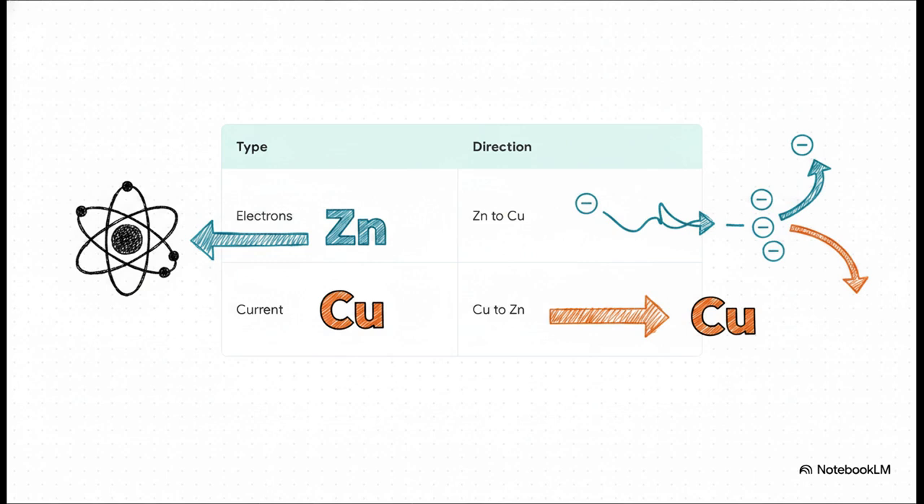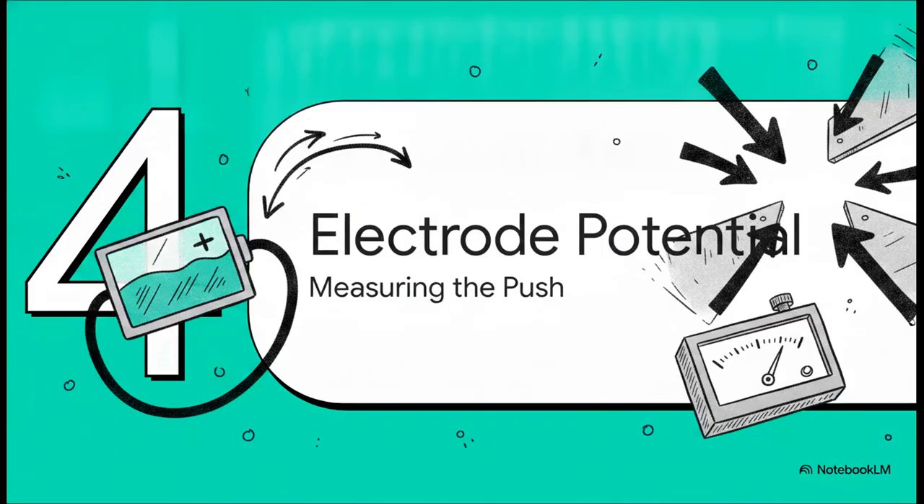But because electrons carry a negative charge, our conventional electric current is calculated as flowing in the exact opposite direction, from the copper back to the zinc. Part 4. Standard electrode potential.